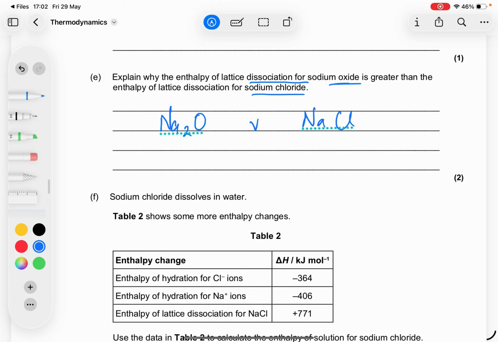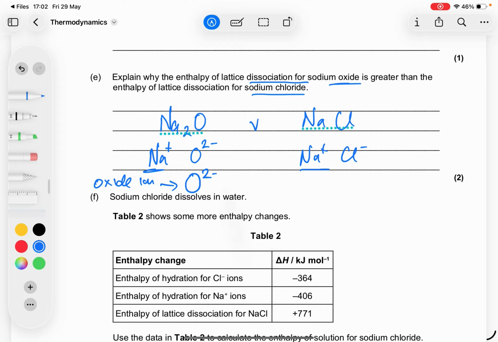An ionic lattice is made up of a metal ion and a non-metal ion. And lattice enthalpy is the attraction between the oppositely charged ions. So we will compare the metal ions and the non-metal ions. Well, sodium ion is the same. So we will say the oxide ion. Please note, we are not talking about oxygen. We are talking about the ion.